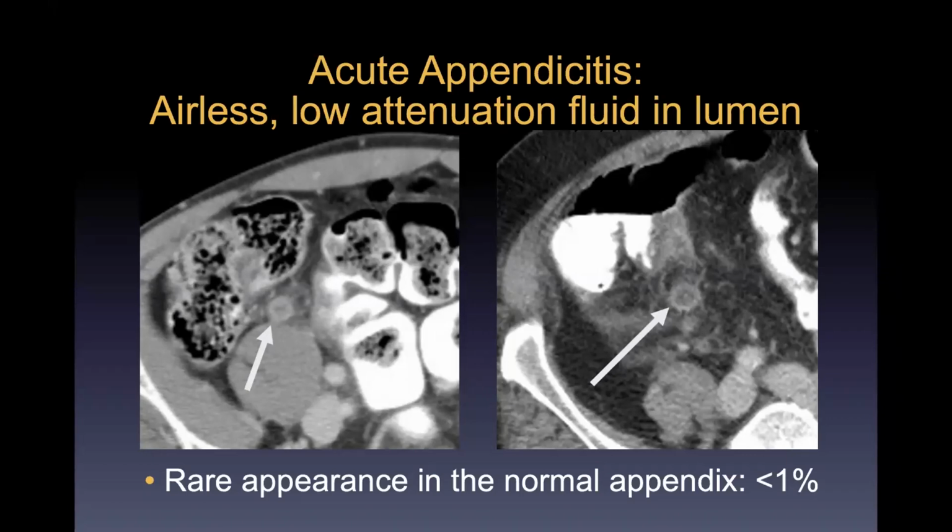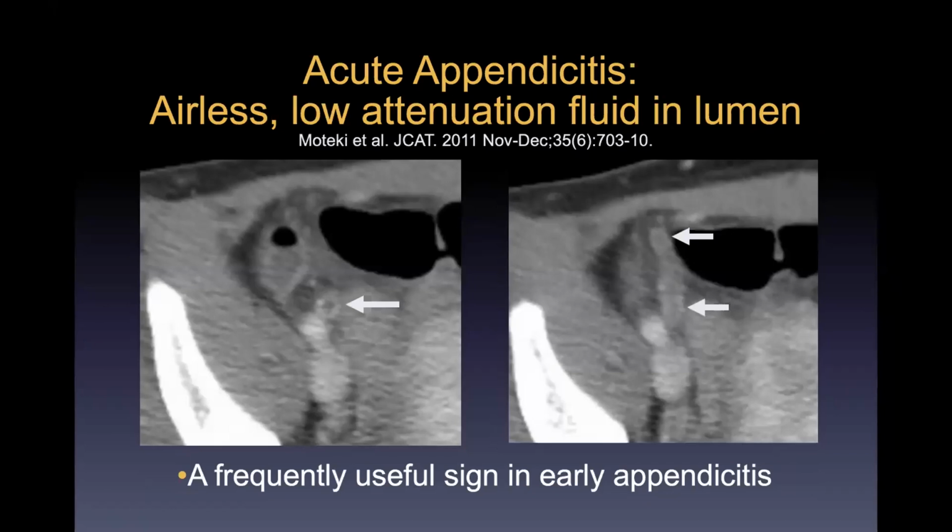But it turns out that to see airless, so no bubbles of air, but just airless low attenuation fluid filling the lumen of the appendix very rarely happens in normal patients. You see it in less than 1% of normal patients. So usually this is a sign that something is up. This is one such case where this sign was helpful.